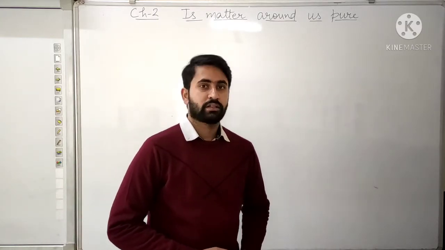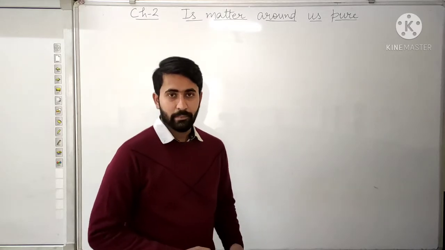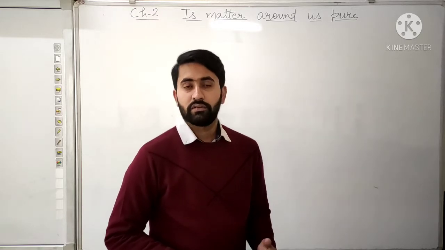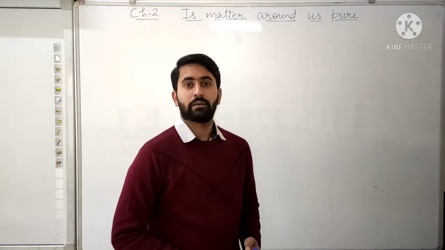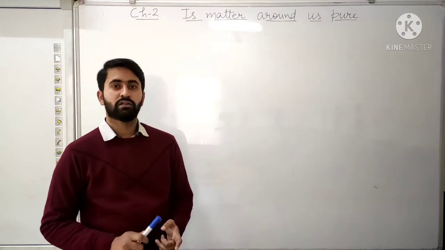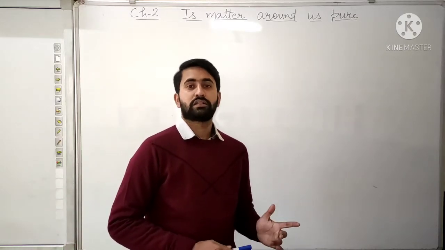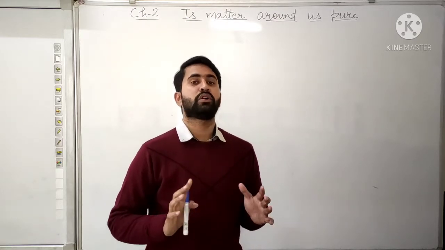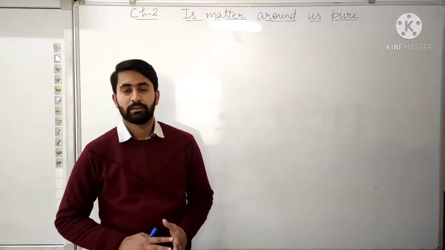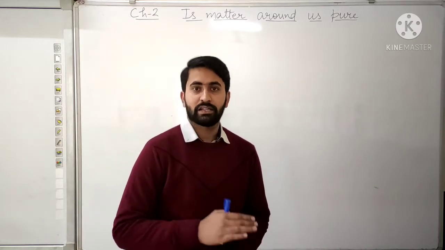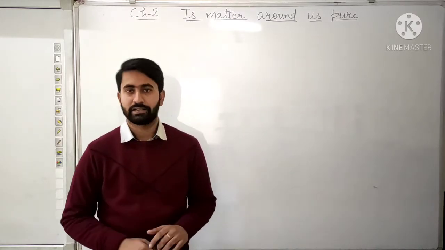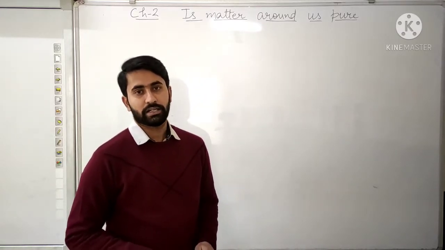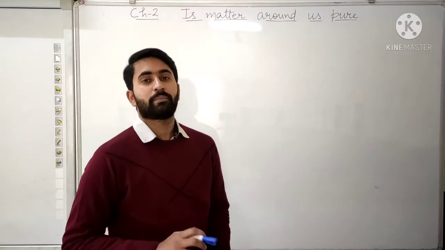The next topic that we read is how we can separate two immiscible liquids. In the previous video we read how we can separate a mixture of kerosene and water. Two immiscible liquids are liquids which do not get mixed with each other, which means they remain separate and form two different layers. Immiscible liquids can be easily separated by using a separating funnel.